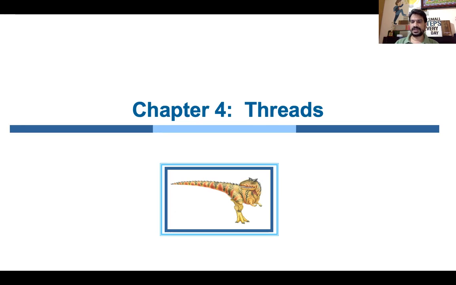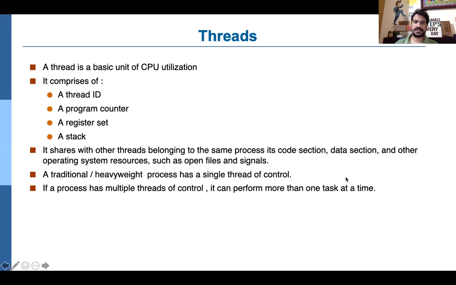So what do you mean by a thread? As we all know, any application or any program, when we execute it, the program under execution is called a process. And in the process, there can be multiple threads. So one process can be made of one or more threads.